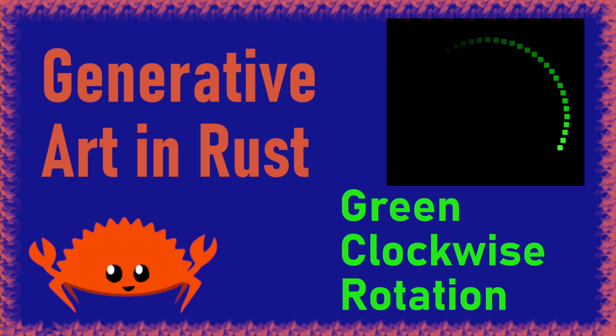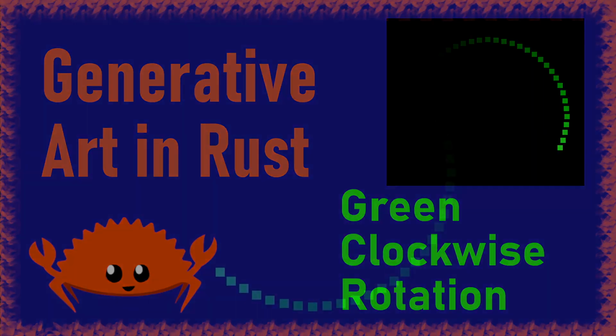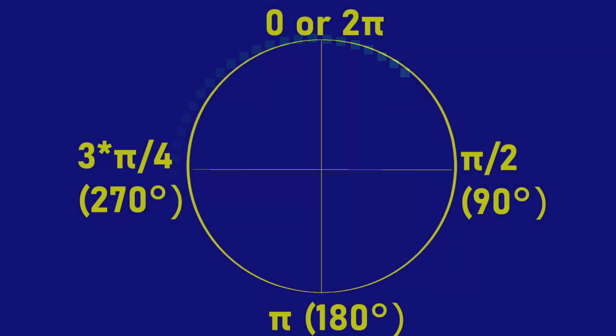Hi everyone, welcome back. In this video, we'll be using the Generative art project to create a GIF and MP4 video of a square rotating in a circle and leaving a trail. Before we start, we need to discuss radians.